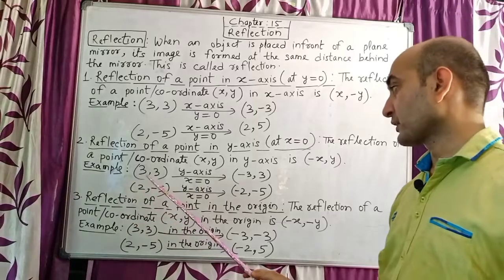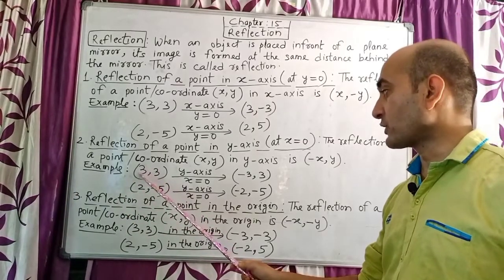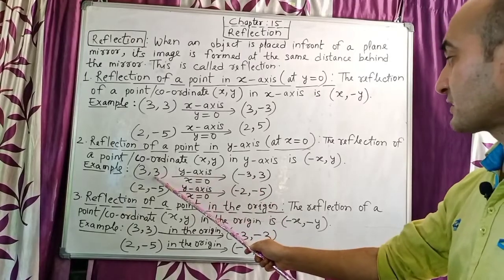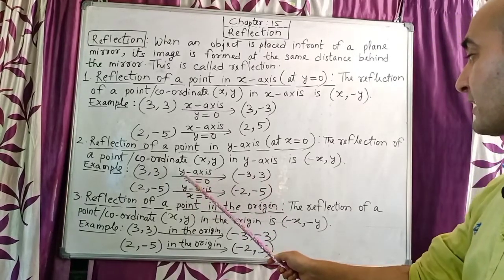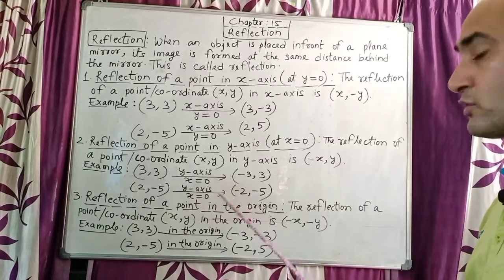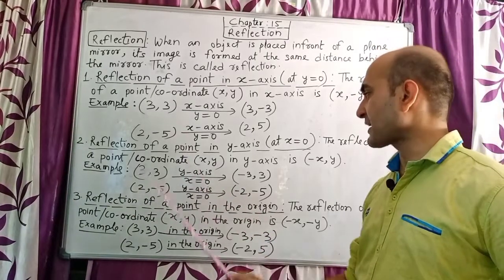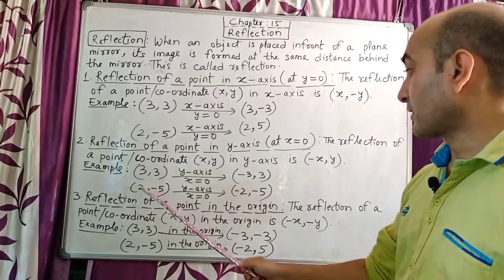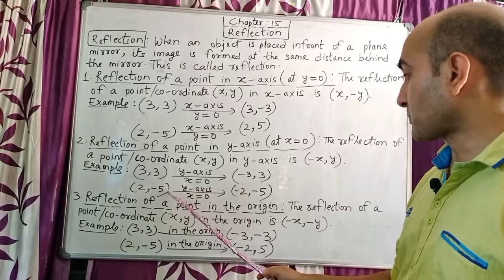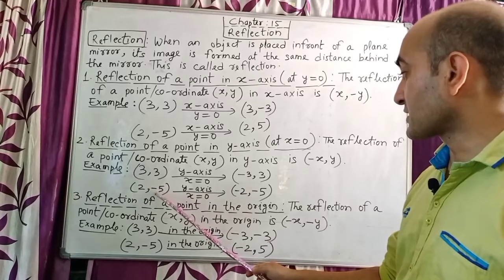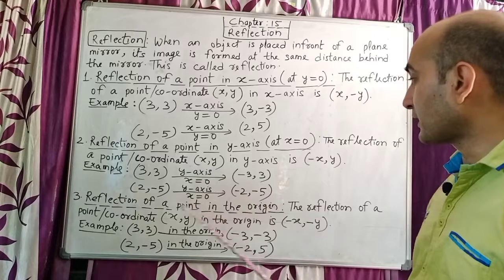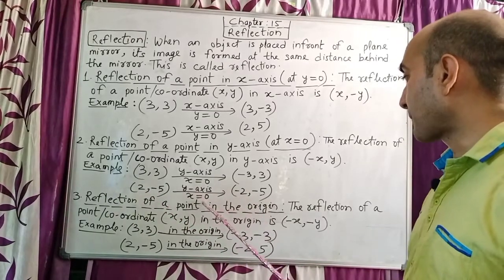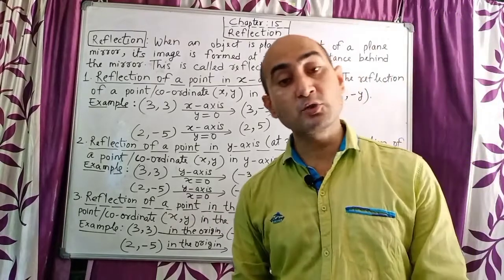For example, 3 comma 3. You know the first value will change, so plus 3 will become minus 3, and the second 3 will be the same. That means it happened in the y-axis, that is x equal to 0. Second one, I took a different example: plus 2 comma minus 5. As you know, the second doesn't change, minus 5 will be minus 5, but the first changes, plus 2 will become minus 2. So it happens in the y-axis or x equal to 0.